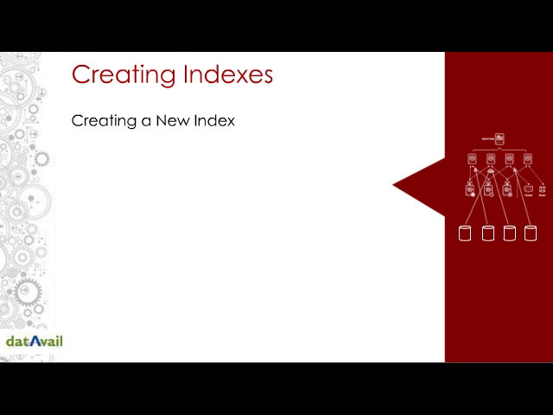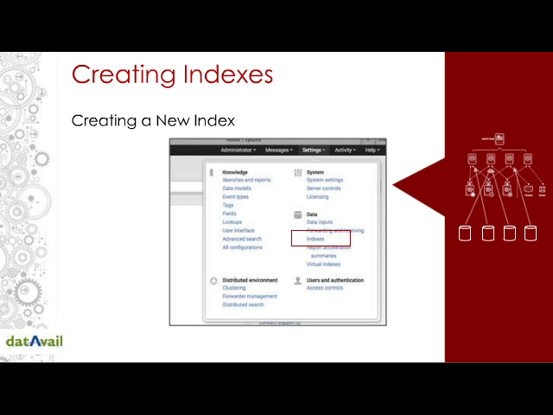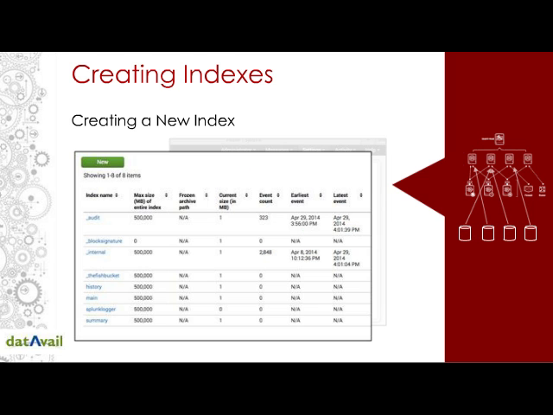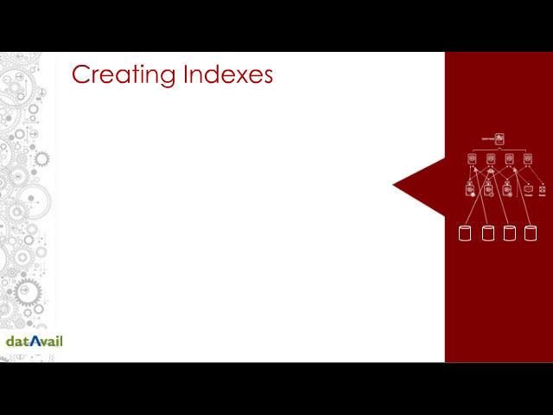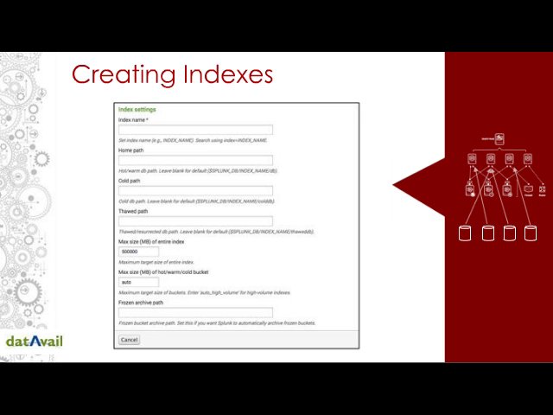Okay, so how do we create an index? It's not hard. At the top right of your interface, you're going to go to Settings. You're going to click Indexes under the Data category. You're going to get a screen like this. It's going to show you all of the indexes that already exist. You're going to click New, and you're going to be presented with a screen.